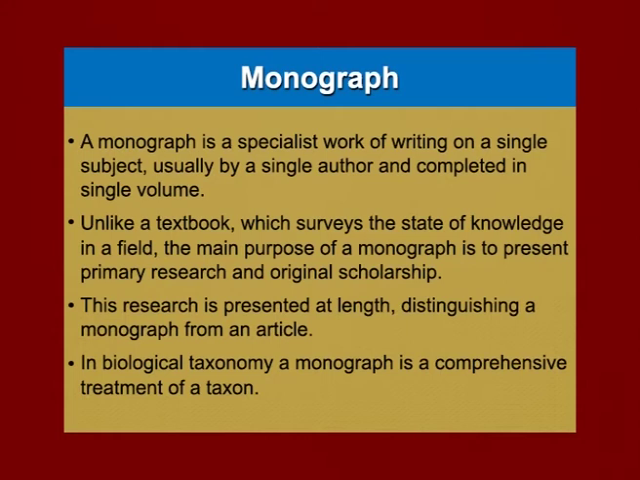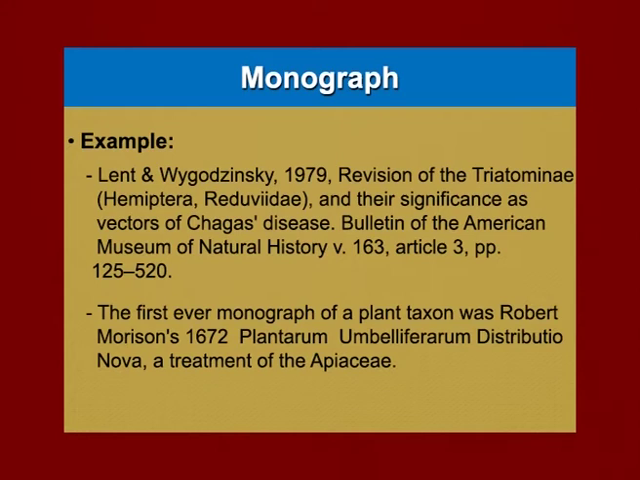Monograph is a specialized work of writing on a single subject, essentially within a volume. Unlike textbooks, it basically provides primary research and original documentation. This research is presented at length, and that is how it is different from an article. Some examples of monographs are given, like you can see here.